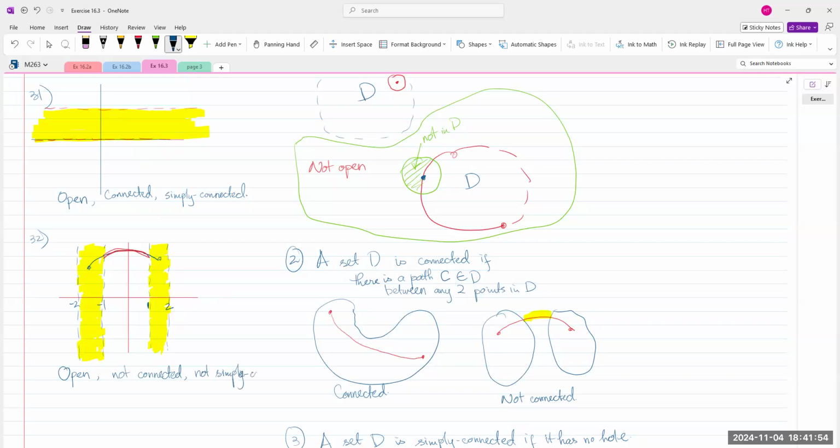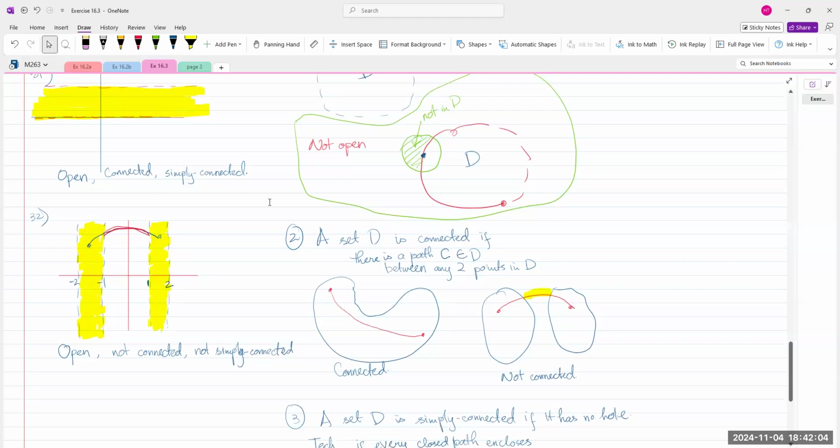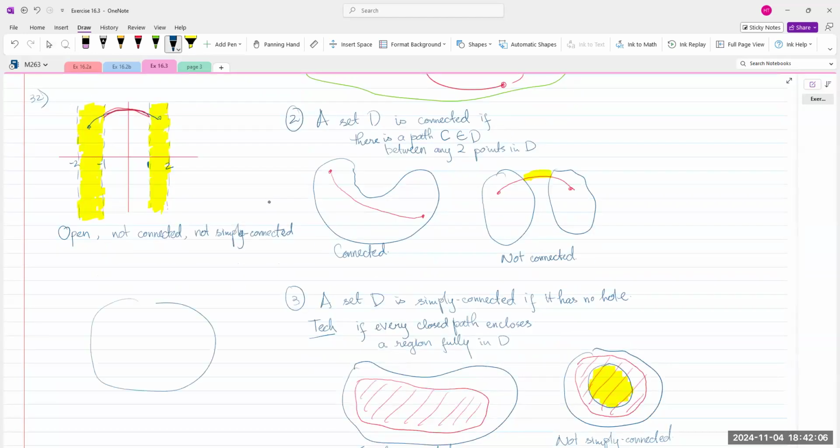Simply connected. You will see that for the region to be simply connected, it has to be first connected. As if we are talking about the set of all connected regions, simply connected is a subset of that. So if it is not connected, it won't be simply connected.